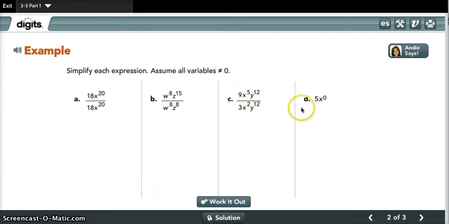Let's do D together. X to the 0 is 1. It is not 0. Don't get tricked by that. It's not 0. And 5 times 1 is 5. So the answer to D is just 5.